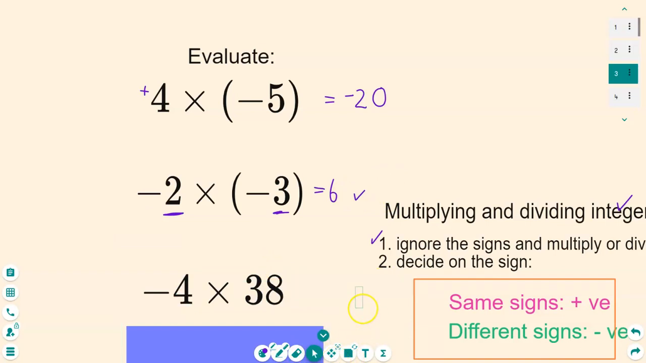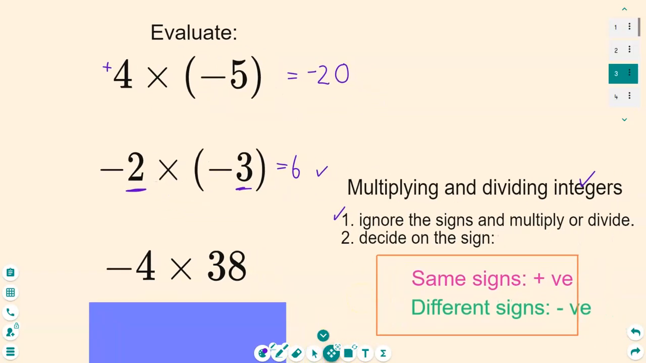And one more down here, following the same process. Ignore the signs and just multiply or divide. So 4 times 38, I'm just going to chuck that straight in my calculator. 152. Then we need to check the signs. We have a little invisible positive sign there. Negative times a positive, different signs, negative 152.